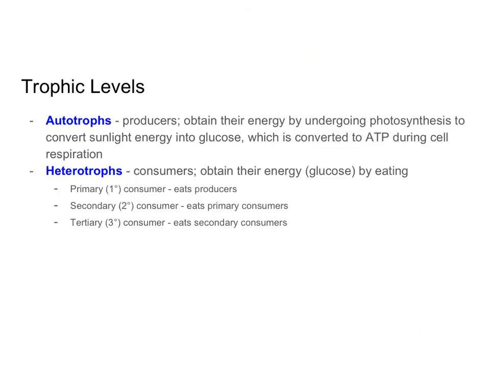Okay, so let's talk a little bit more about trophic levels next. The lowest trophic level is the producers, which are also called autotrophs. Producers obtain their energy by using photosynthesis or chemosynthesis to take sunlight or chemical energy and make glucose. So basically, the producers are producing all of the glucose that's going to be available to higher trophic levels in the food chain or food web. And remember that glucose is important because it's used in cellular respiration to make ATP.